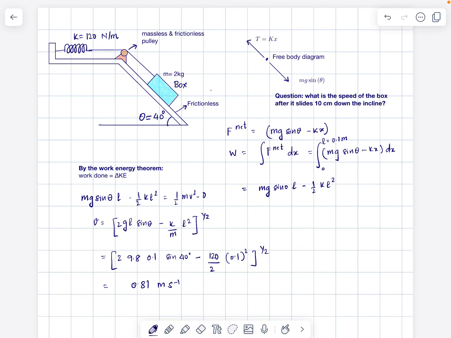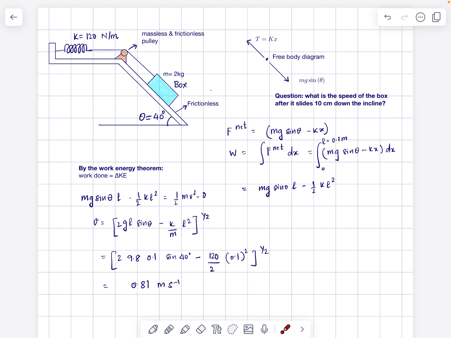So let's start another problem that's related to the box that slides down an inclined plane. The box has a mass of 2 kilograms and it's attached by a rope or a string to a spring. The spring constant is given as 120 newtons per meter. So the question is, what is the speed of the box after it slides down 10 centimeters down the incline?